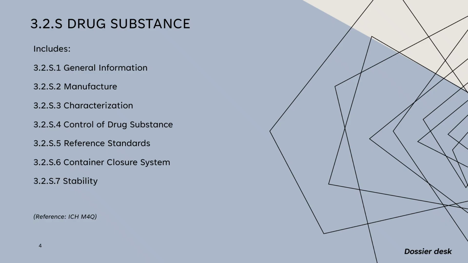Section 3.2.S.5 includes reference standards used for testing. Section 3.2.S.6 explains the container closure system used for storage. Finally, Section 3.2.S.7 contains stability data generated as per ICH Q1A stability guidelines, supporting the retest period or shelf life of the active substance.